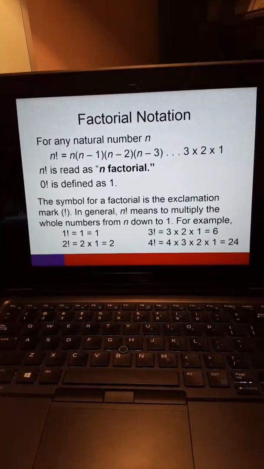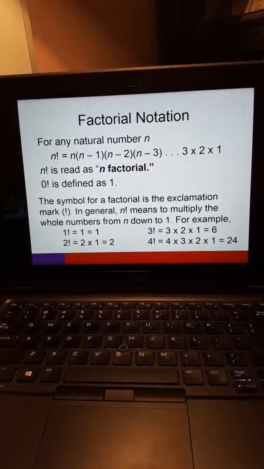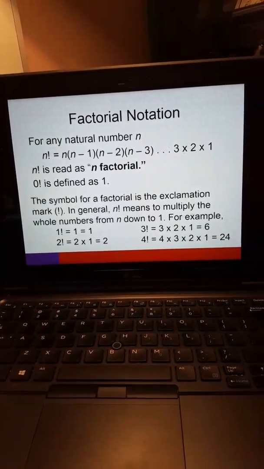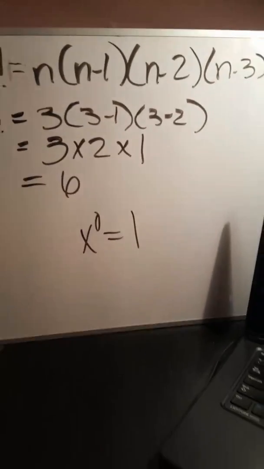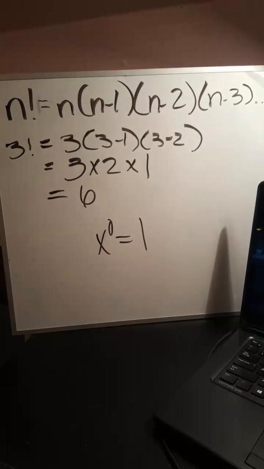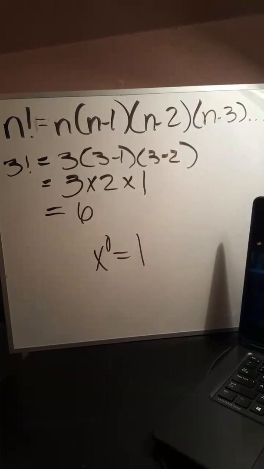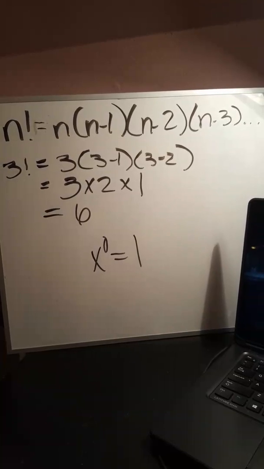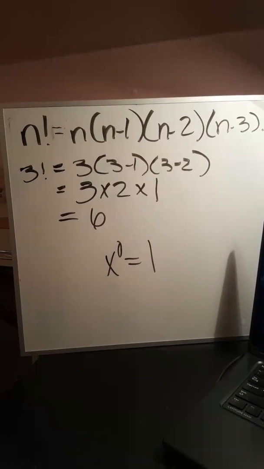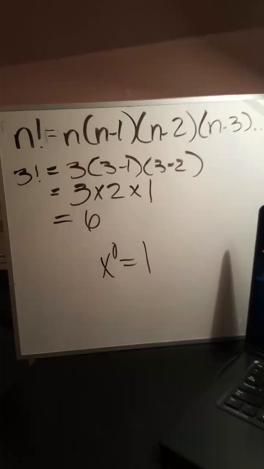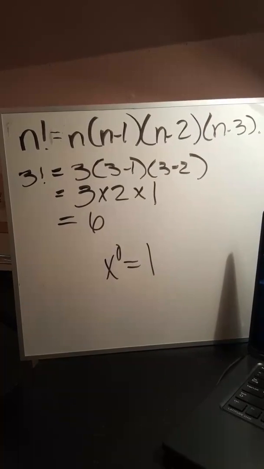So here at the bottom, it simply says the symbol for a factorial is the exclamation mark. In general, n factorial means to multiply the whole numbers from n down to 1. Basically, whenever you're working with any number n, it is always going to descend down to the number 1. So if you want to use the formula, you can. But just know that if you had 8 factorial, it's going to be 8 times 7 times 6 times 5 times 4 times 3 times 2 times 1. If it was 12 factorial, 12 times 11 times 10 times 9 times 8 and so forth. So even if we got up to 100 or 1,000, it's always going to be every single number from n descending down to 1.